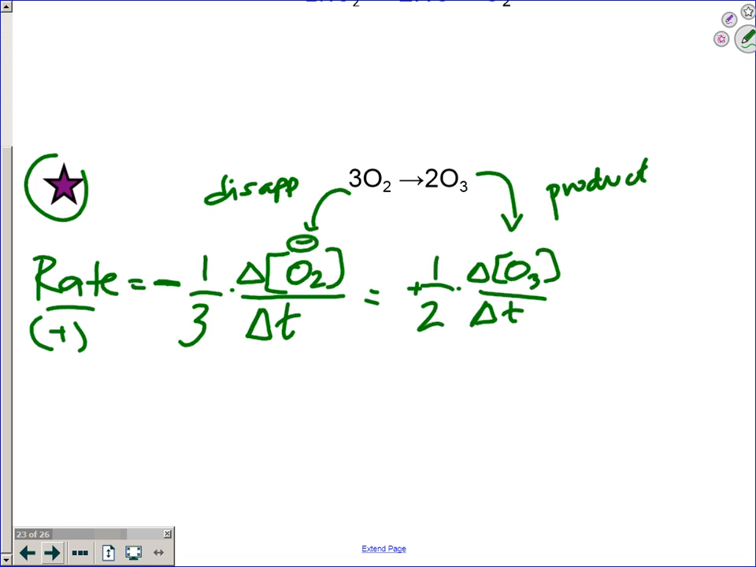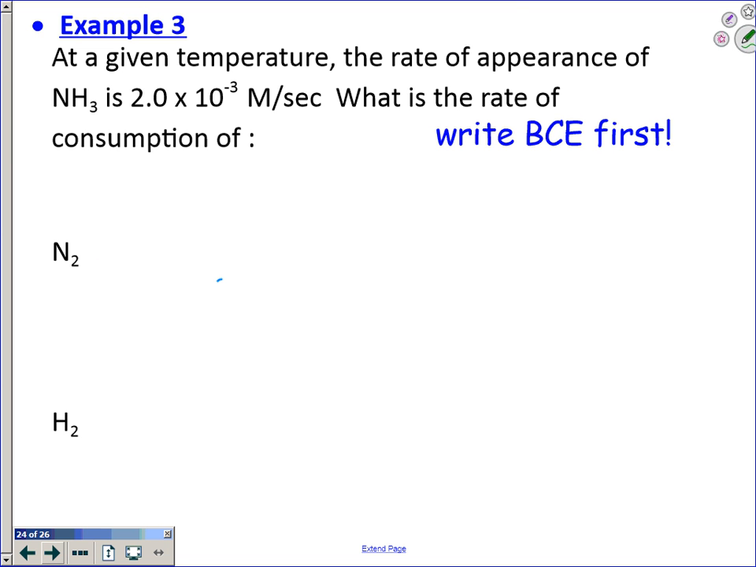Verbally, or in sentence form, and then like this. And then I have one more for you, but we're going to solve numerically for the rate. So at a given temperature, the rate of appearance of ammonia is 2.0 times 10 to the negative 3rd molar per second. What is the rate of consumption of nitrogen and hydrogen separately? So go ahead and write the balanced chemical equation first for me.